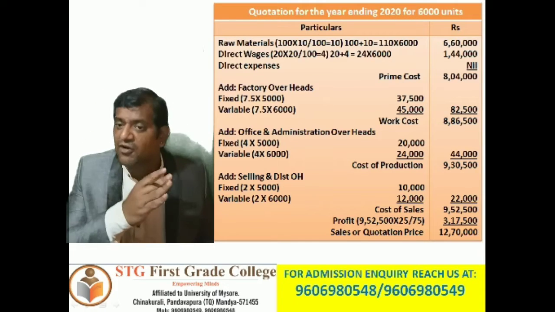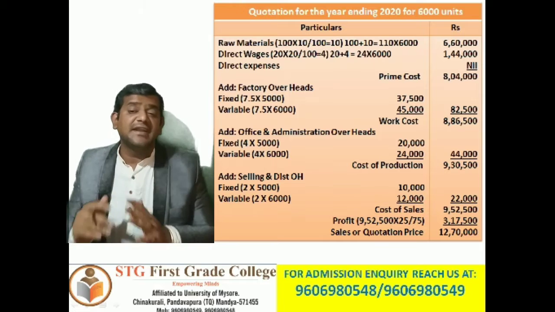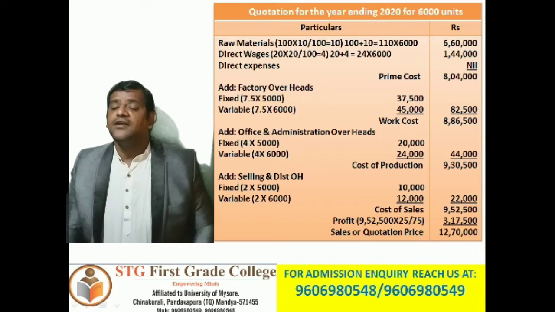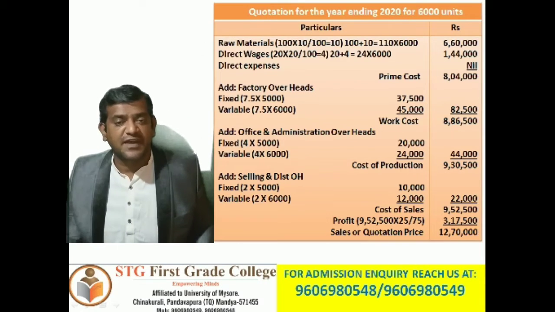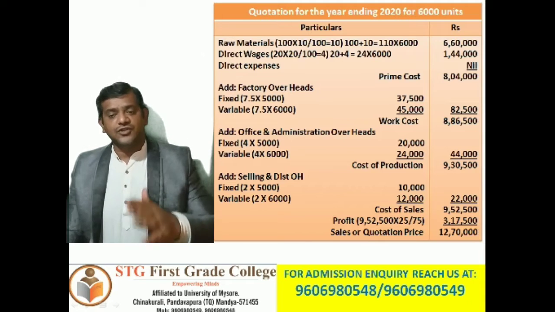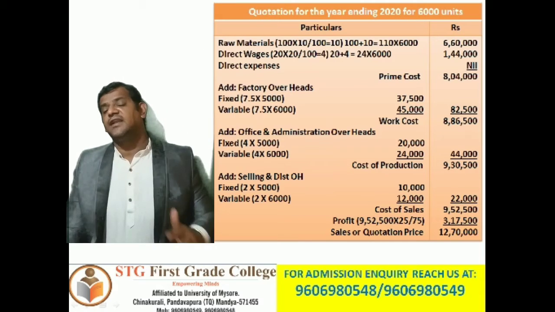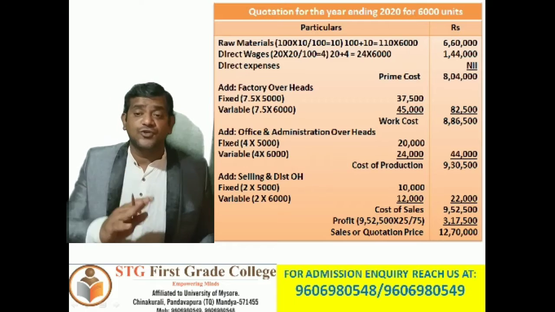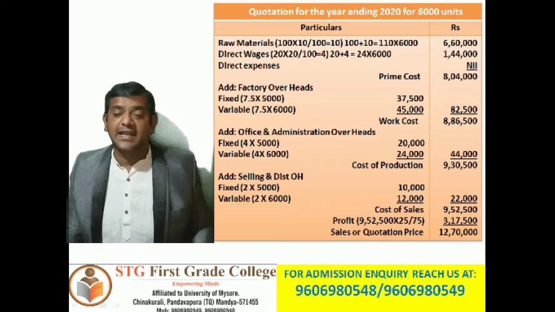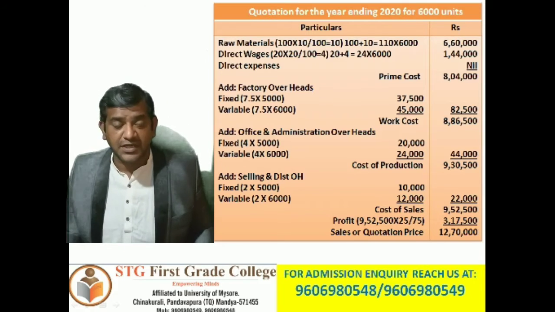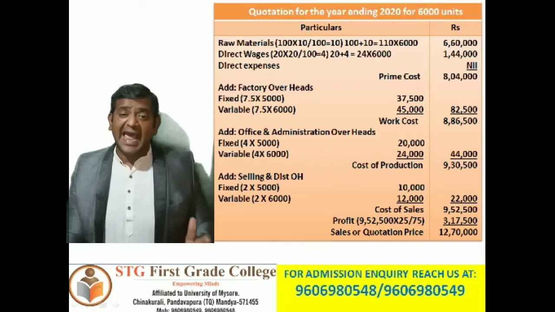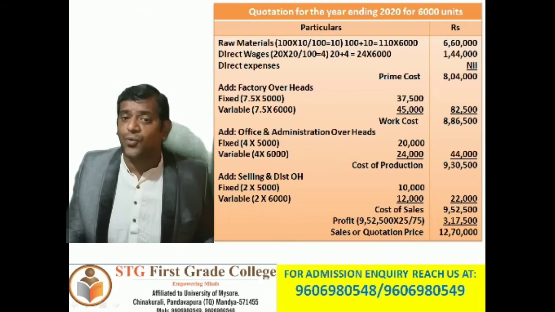37,500 plus 45,000 put together 82,500. So add this 82,500 to prime cost. So that is 8,04,000 plus 82,500. So total is work cost 8,86,500.